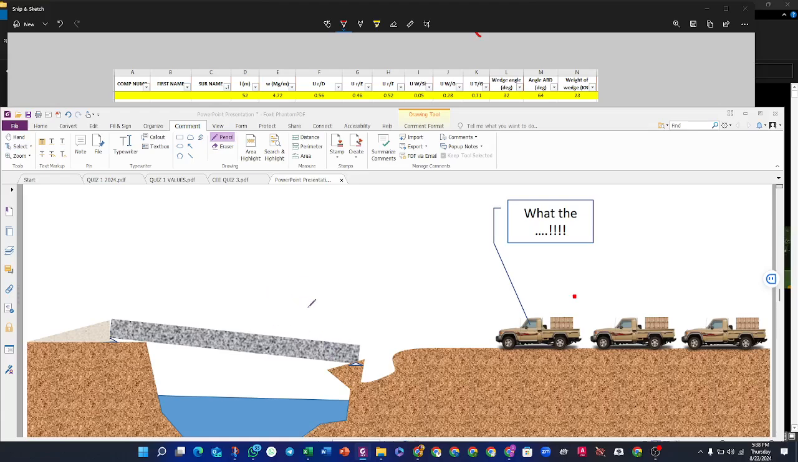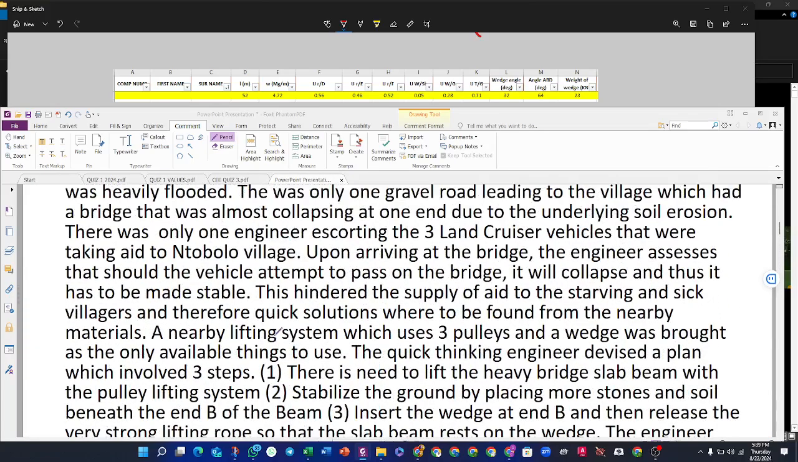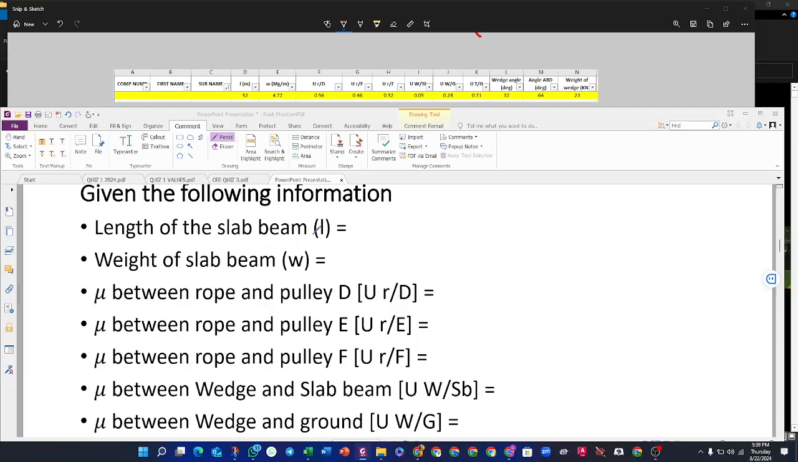What do we have here? From my question, there's of course a storyline there, but I need this information. The length of the slab, which is that one there. The weight of the slab, which is 4.72. Then the mu between the rope and the pulley D, 0.56. Between the rope and pulley E, it is 0.46.